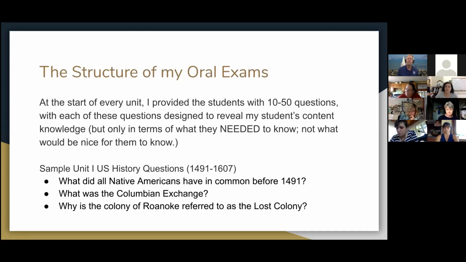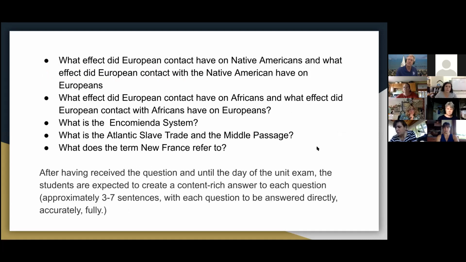What did all Native Americans have in common before 1491? In the AP course, there's a considerable amount of information that comes forward, being able to compare and contrast the Native Americans through all portions of the country and so on. What was this thing called the Columbian Exchange, and why is the colony of Roanoke referred to as a lost colony? I'm going to give you just a few more examples.